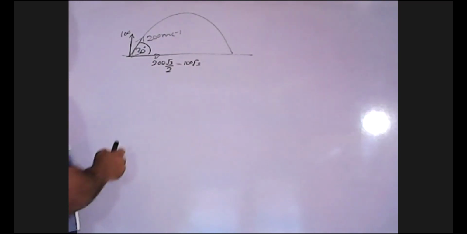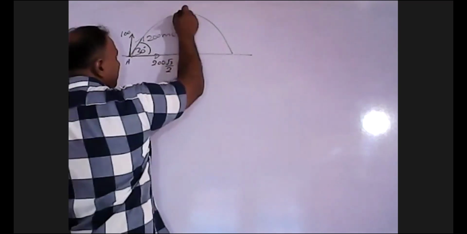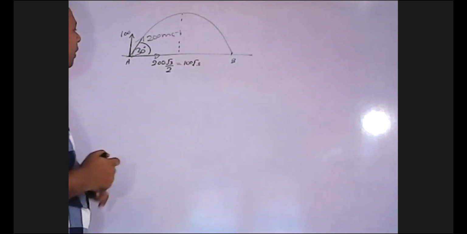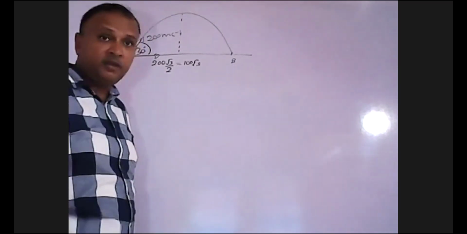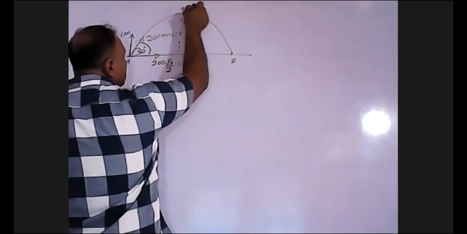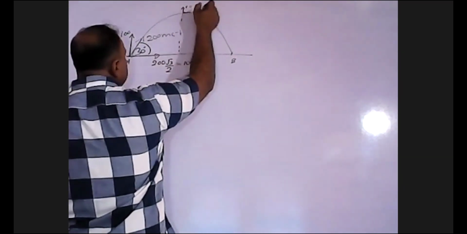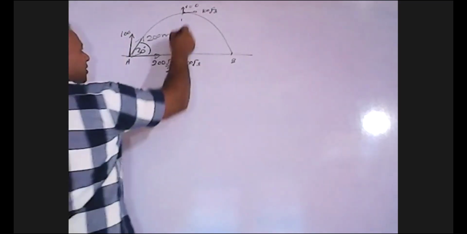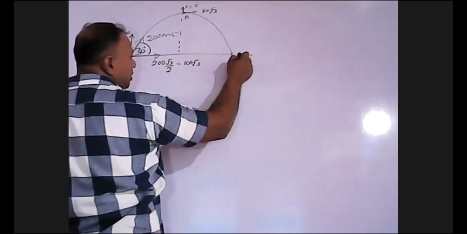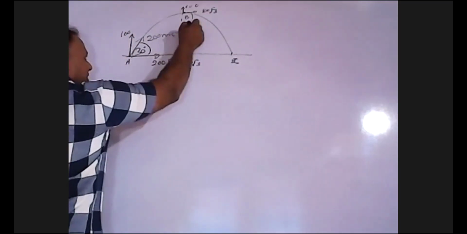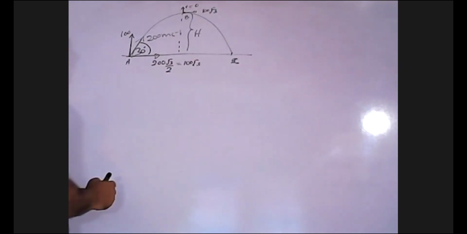You are asked to find the maximum height and the horizontal range. V0, Vy is equal to 100. A, B, C. So the maximum height, suppose it is H. I know that now you know how to find the maximum height, no?